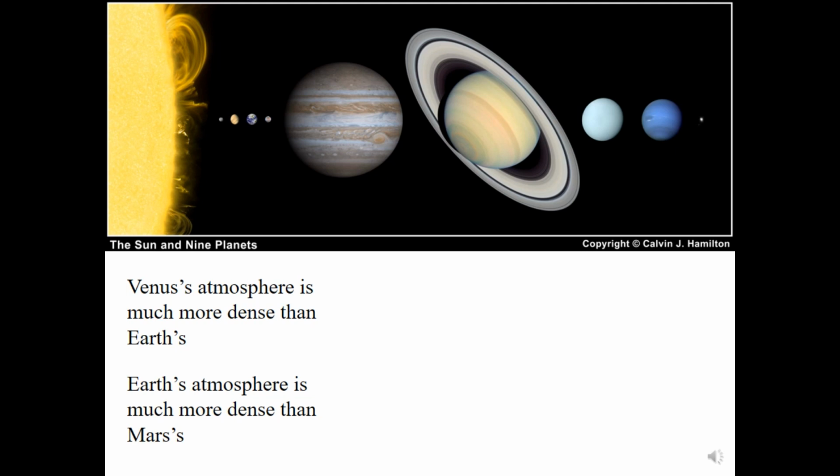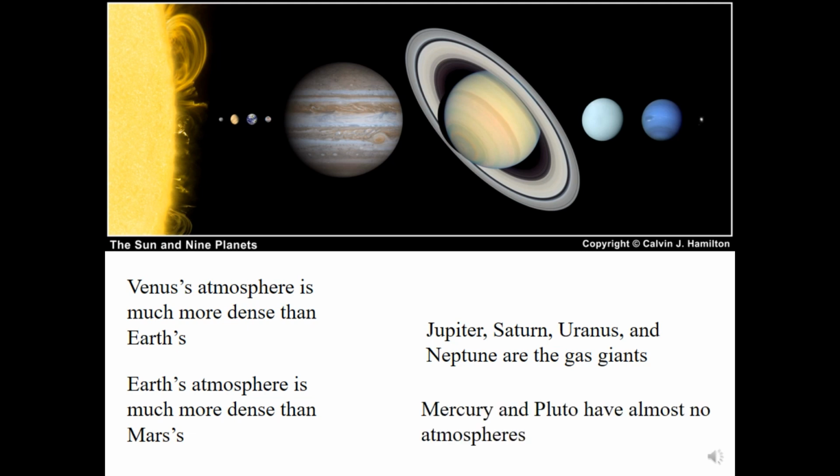And then we have the big gas giants, Jupiter, Saturn, Uranus, Neptune. They have very thick atmospheres, but not a rocky surface per se. And then we have Mercury and Pluto, which have almost no atmosphere at all. So what's the difference? Why do they not have an atmosphere? Why do the gas giants have such huge atmospheres versus the rocky planets?